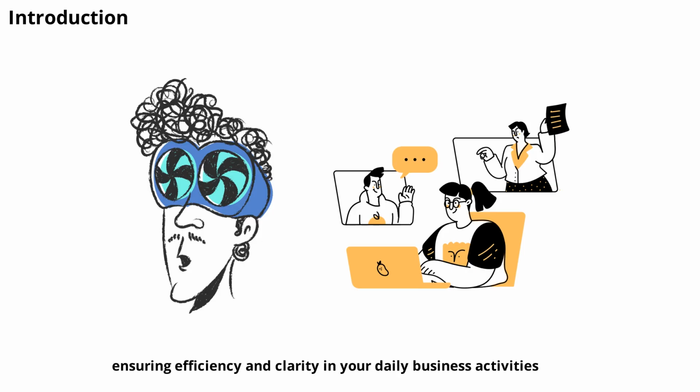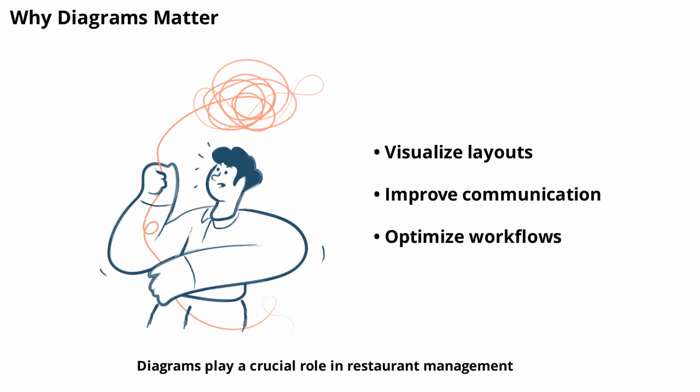Diagrams play a crucial role in restaurant management. They help visualize floor plans, kitchen workflows, seating arrangements, and even staff responsibilities. By using diagrams, you can easily communicate ideas to your team, optimize space, and improve service flow. This not only enhances customer experience, but also boosts staff efficiency. In the fast-paced restaurant industry, having clear visual aids can prevent misunderstandings and costly mistakes. Let's see how the right software can make this process seamless.